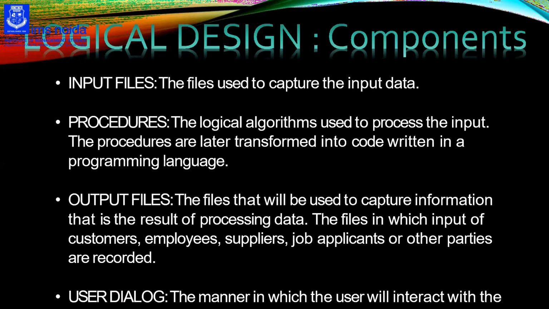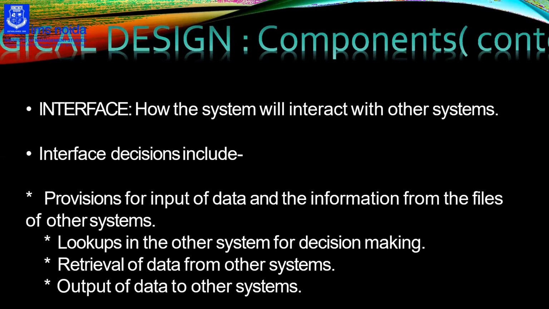What are the different components of logical design? First is input files, the files used to capture the input data. Second is procedures, the logical algorithm used to process the input. Third is output files, the files used to capture information that is the result of processing data. Next is user dialogue, the manner in which the user will interact with the system.